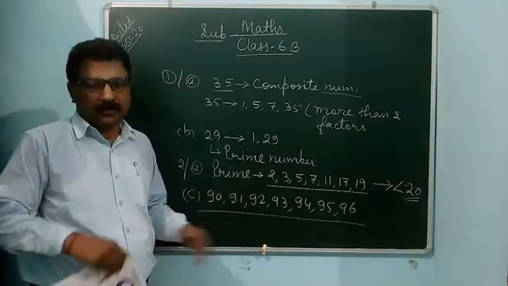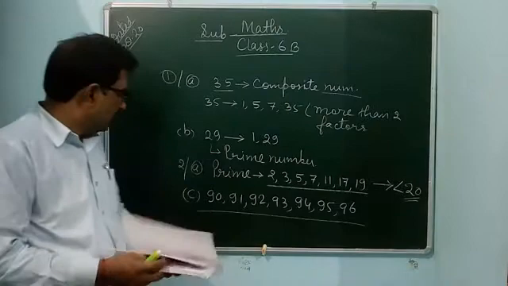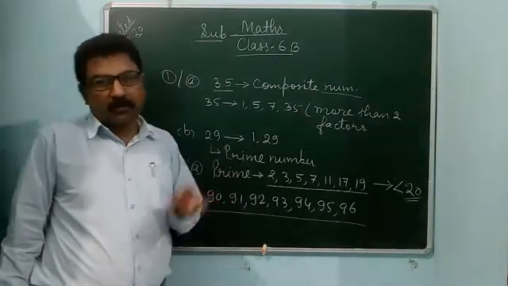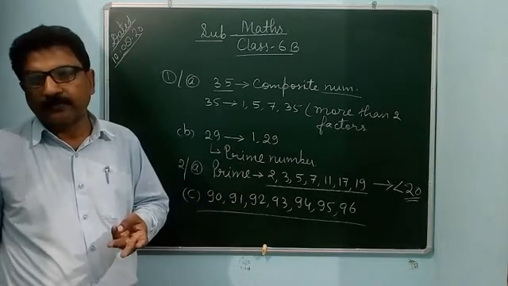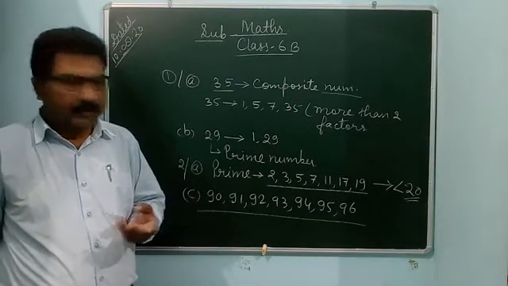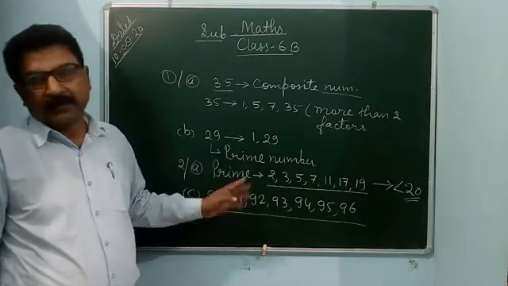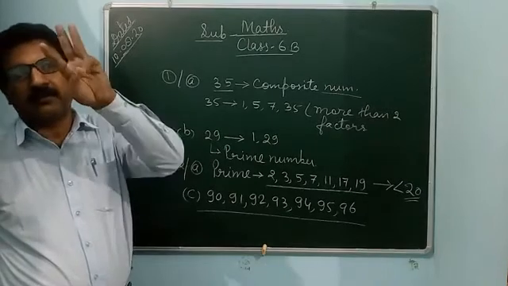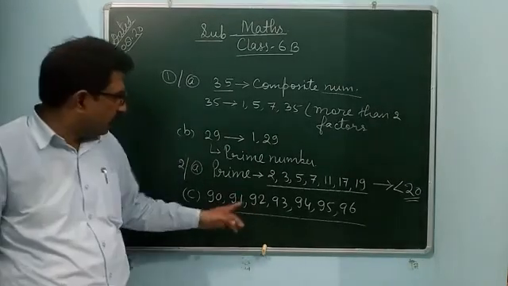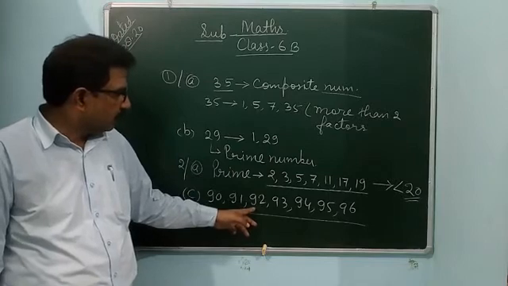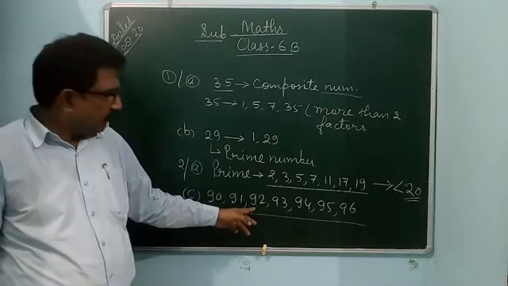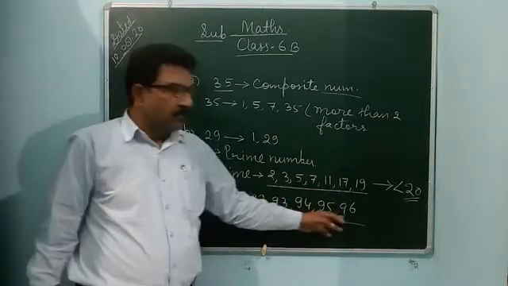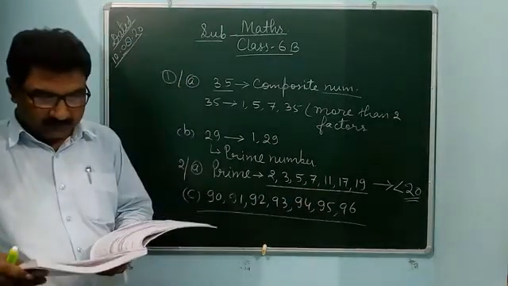Like that, if you want to try 91, 1 is also a factor of 91, and it is divisible by 7 and also by 13. So the factors are 1, 7, 13, and 91. There are more than two factors of 91. 92 also has many factors, and so do 93, 94, 95 and 96. So they are 7 consecutive composite numbers. They are not prime numbers.